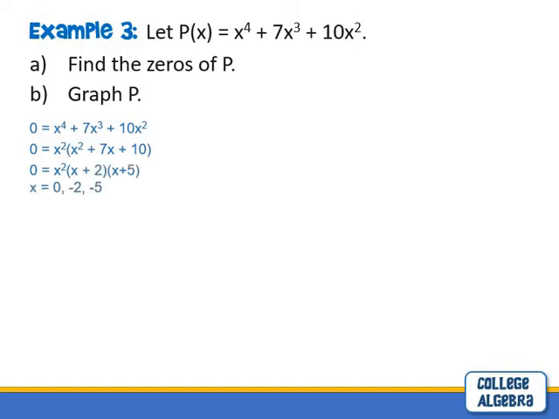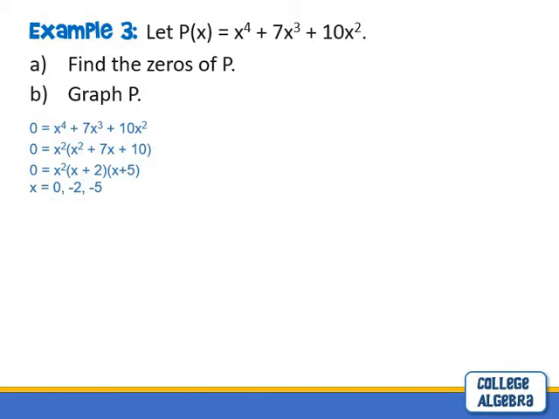And then each of those pieces we set equal to 0, or I went ahead and factored it one more step. You could take your quadratic, x squared plus 7x plus 10, and set that equal to 0, which you could solve by the quadratic formula, but we can also factor it into x plus 2 times x plus 5.